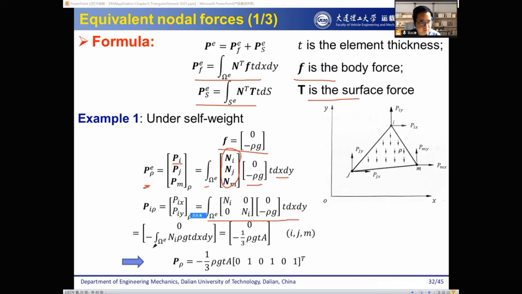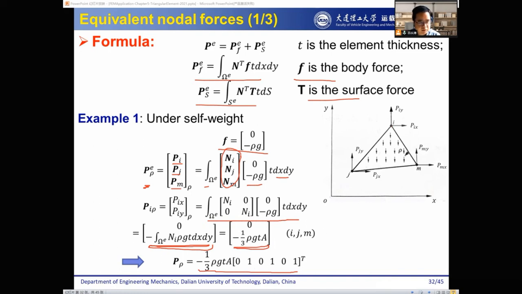If you still remember, how do we do the integration here? We have the formula to help you to do the integration of the shape function over the area of the triangular. So here we just use the formula, we can quickly obtain those. Once we obtain those, the other three components are the same, then we can work out the equivalent node force for the body force.